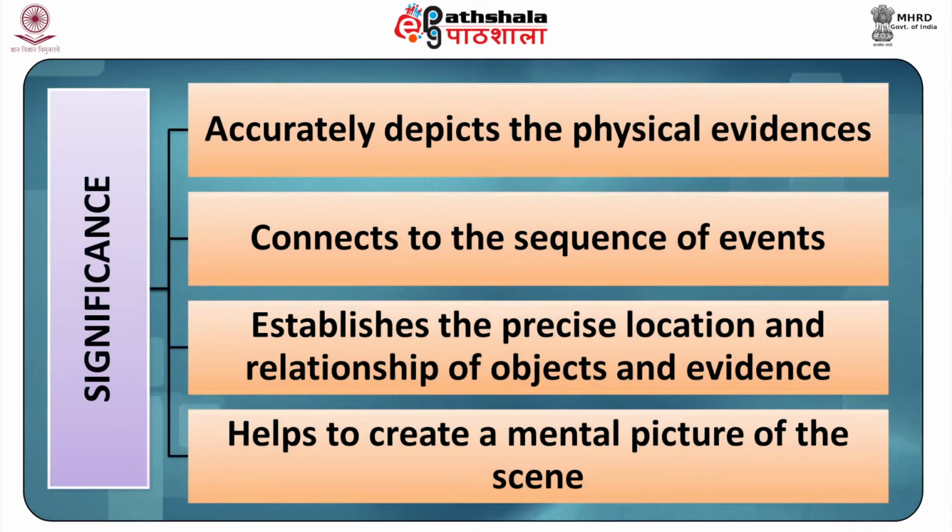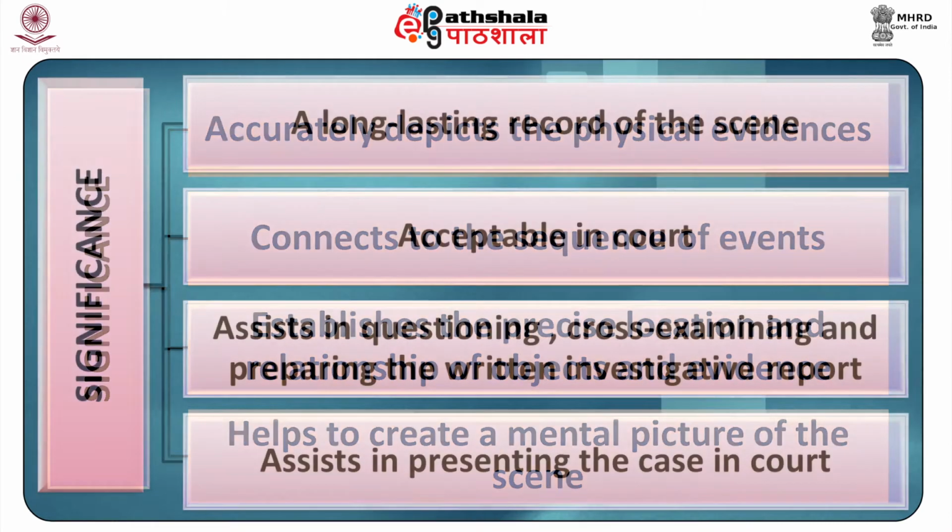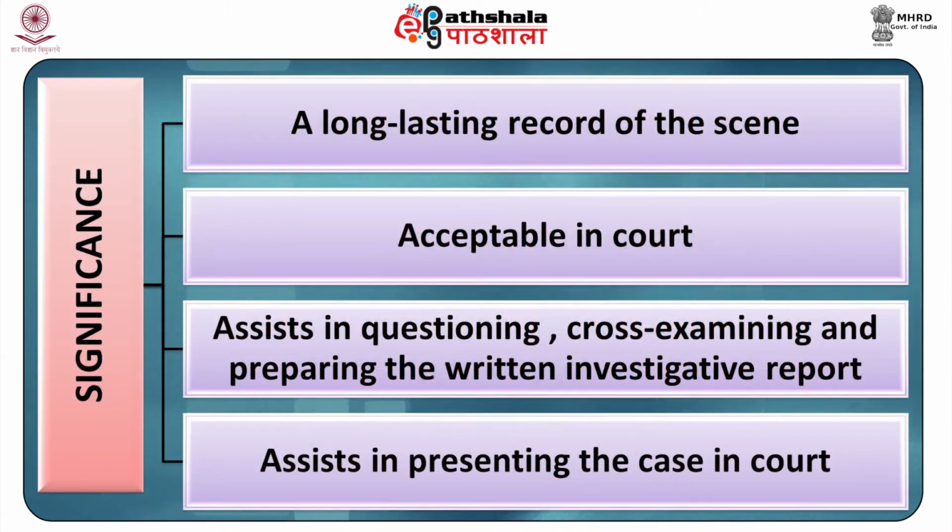The scene should be carefully documented, then the evidence collection can initiate. Crime scene sketch has its own significance. It accurately depicts the physical evidences. It connects to the sequence of events at the scene. It establishes the precise location and relationship of objects and evidence at the scene. It helps to create a mental picture of the scene for those not present at the scene of crime. It is a long-lasting record of the scene of crime.